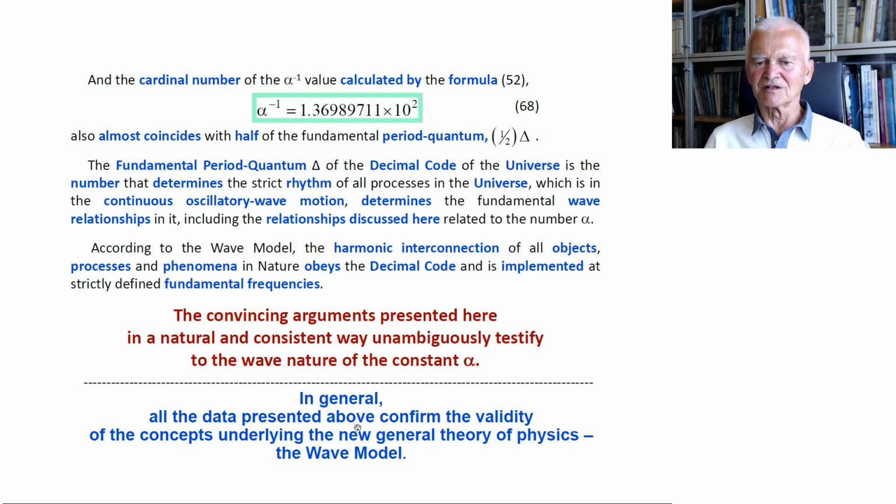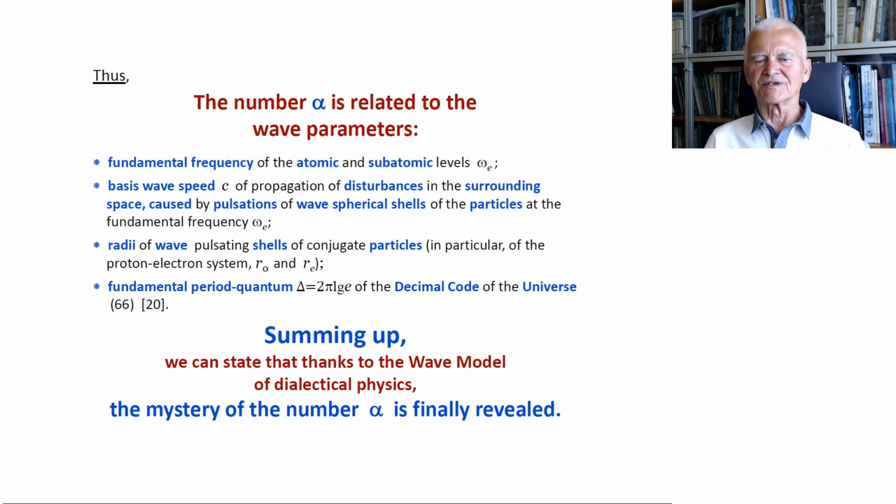In general, all the data presented above confirms the validity of the concept underlying the new general theory of physics, the wave model. So, the number alpha is related to the wave parameters: the fundamental frequency of atomic and subatomic levels, omega e; the basis wave speed c of propagation of disturbances in the surrounding space caused by pulsation of wave spherical shells of particles at the fundamental frequency omega e; the radii of the wave pulsating shells of conjugate particles, in particular of the proton-electron system, R0 and Re; and the fundamental period quantum delta of the decimal code of the universe. Summing up, we can state that thanks to the wave model of dialectical physics, the mystery of the number alpha is finally revealed.